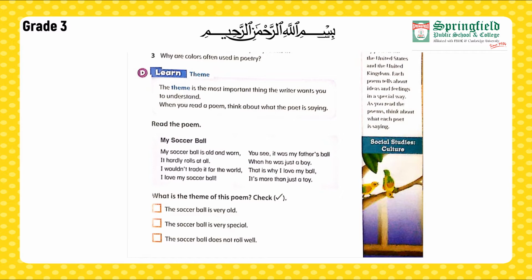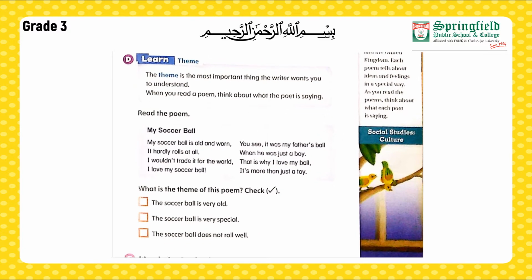So students, here we can also see some of the rhyming words. What is the theme of this poem? Check. The soccer ball is very old. The soccer ball is very special. The soccer ball does not roll well. In this poem, basically the poet told about the speciality of the soccer ball. That a soccer ball, whether it is old and worn, it's very special. So, in my opinion, the second option is the correct one.